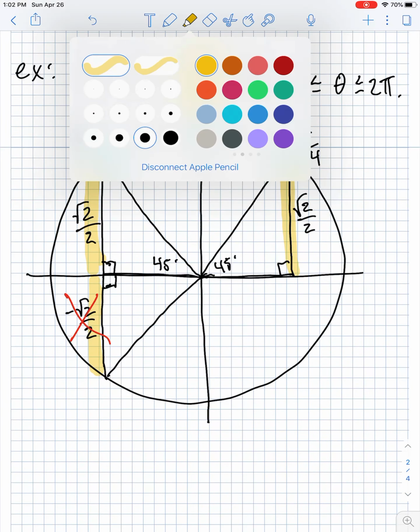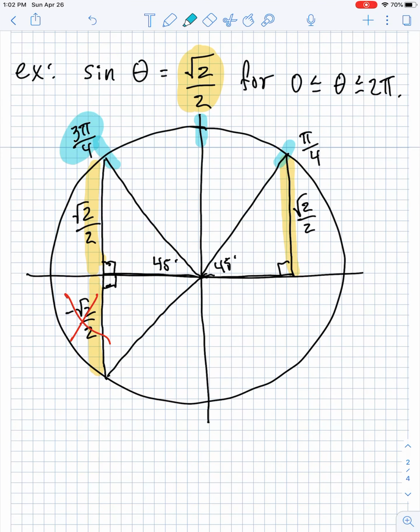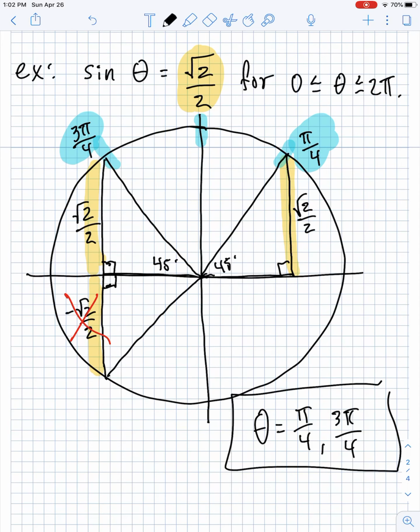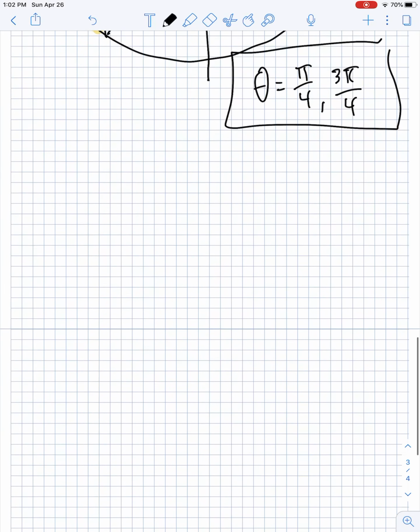So you don't have to worry about that. Our two answers are 3 pi over 4 and pi over 4. So theta equals pi over 4 and 3 pi over 4. And we're done with that problem. Any questions? Okay, moving on. Let's knock out a couple more.